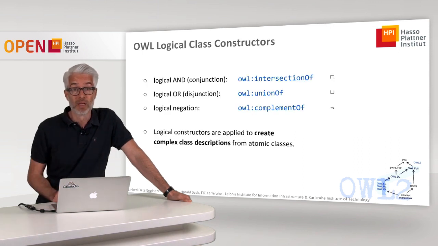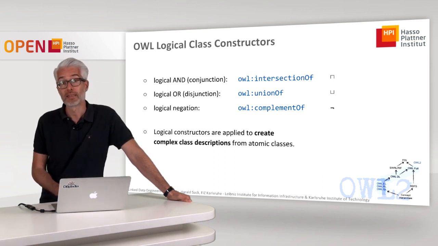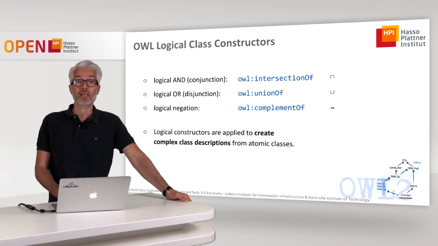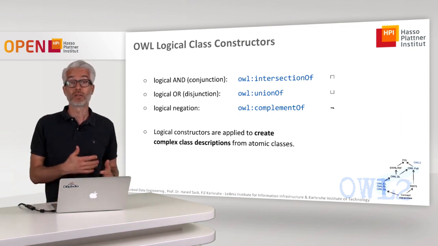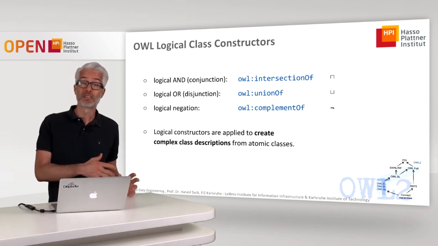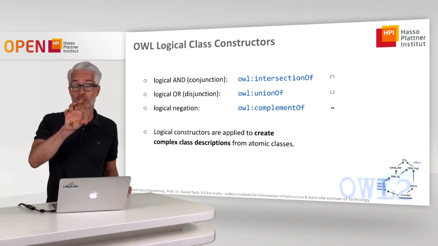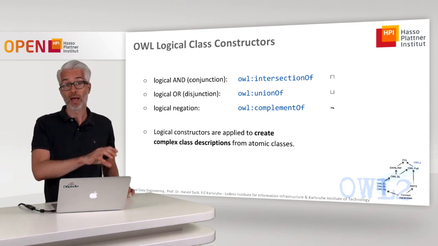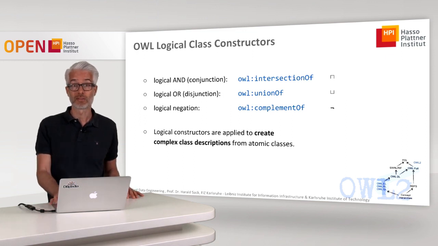Let's look at other ways. You have the possibility to combine already existing basic or complex classes. So for example, you can combine two classes via an intersection, so the intersection of two classes. Or you can also use the union of two classes. So this is like in set theory. And you can also negate a class and define the class's complement of another class. So with these logical constructors, you are able to give complex class definitions and complex class descriptions.